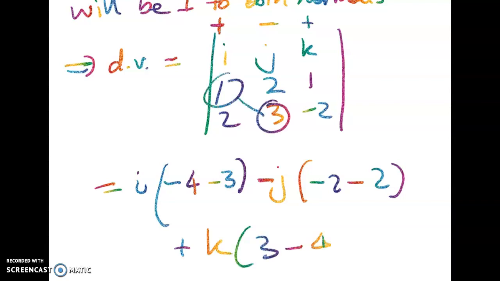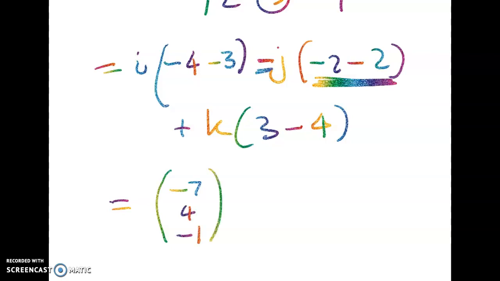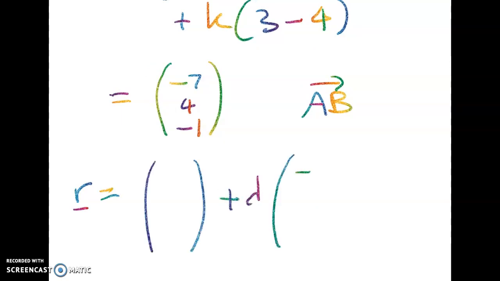3 minus 4. And that gives me the direction vector of -7, 4, right? Be really careful here. You've got -4 here times -1, -1. Now look at that. That's exactly the direction vector we got from A to B, but we did that much, much more quickly. So now all we have to do is to find a point that is on the line, because we're going to write it like this. R is equal to some point plus lambda times -7, 4, -1.